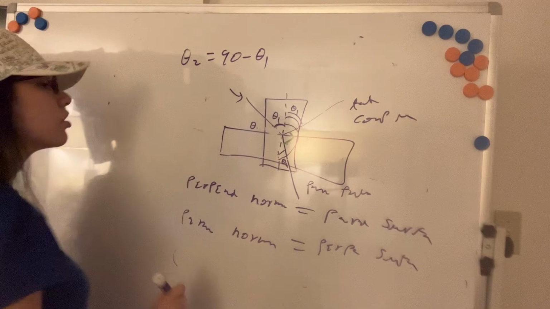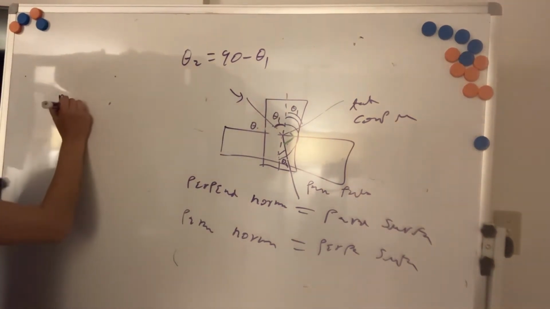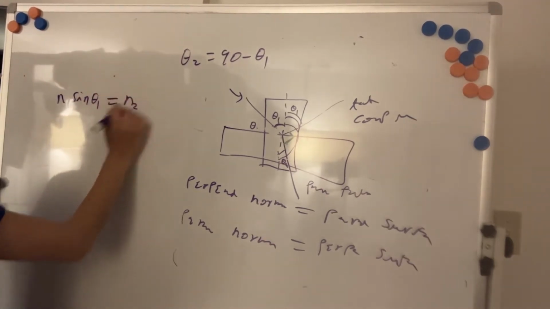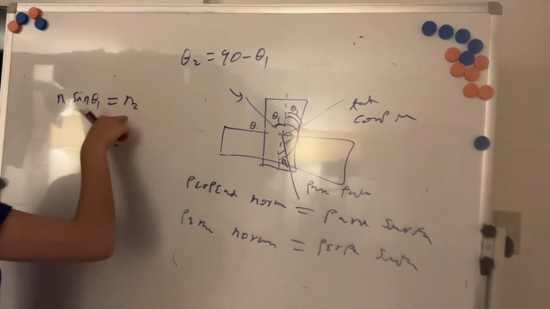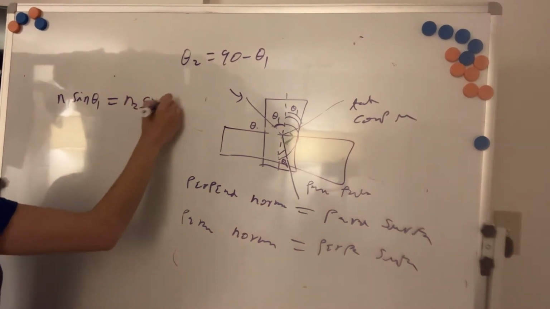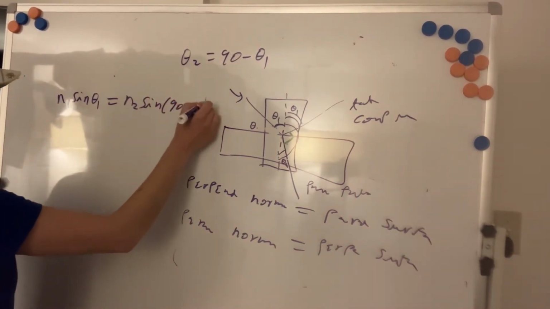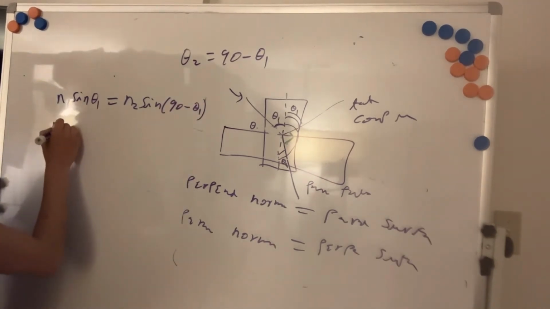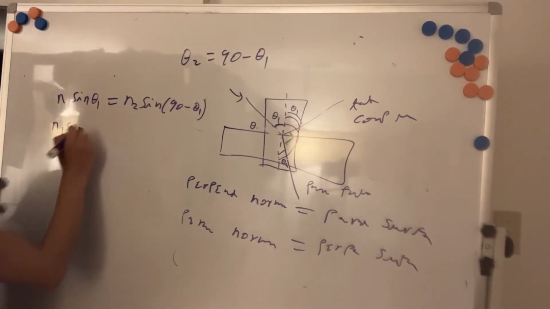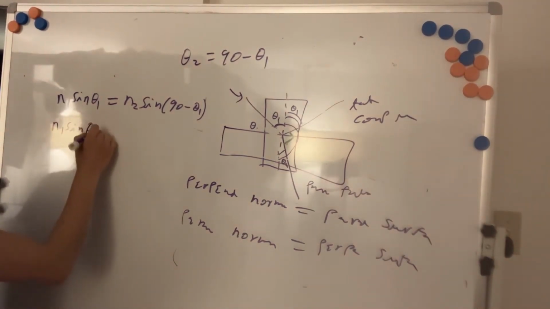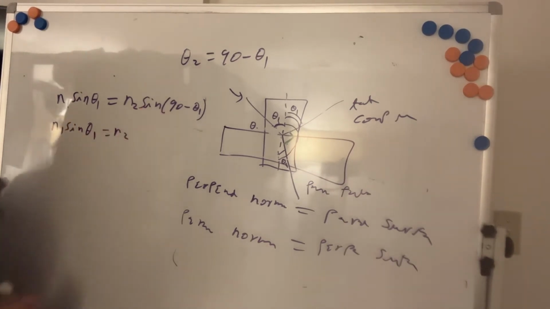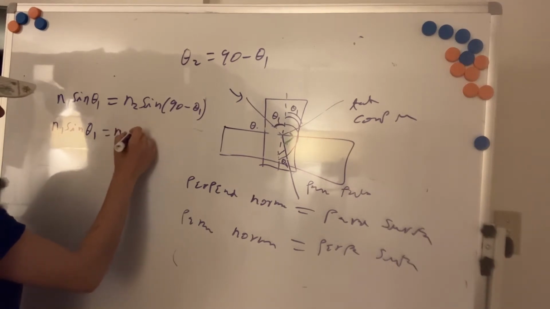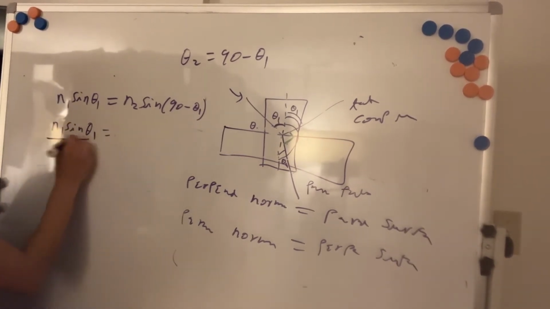So Snell's law is n1 times the sine of theta 1 is equal to the index of refraction in the film, n2, times the sine of 90 minus theta 1. This is sine of theta 2. So we have n1 times the sine of theta 1 is equal to n2 times the sine of 90 minus theta 1.